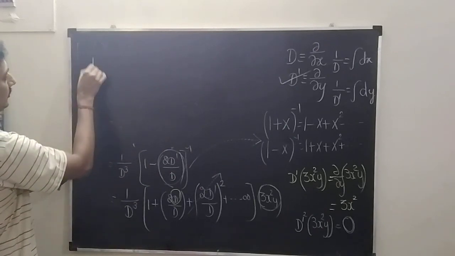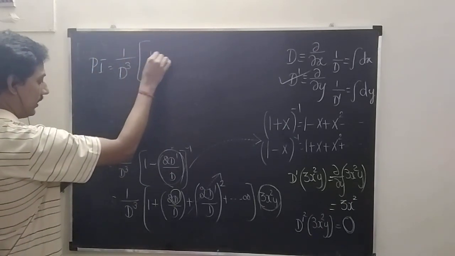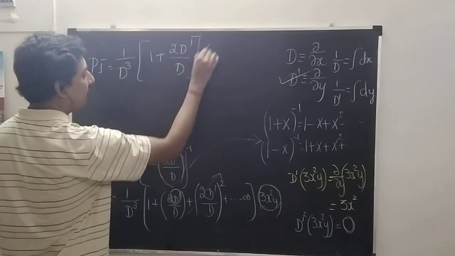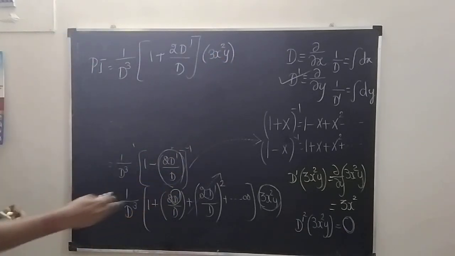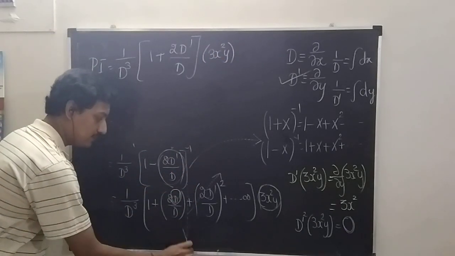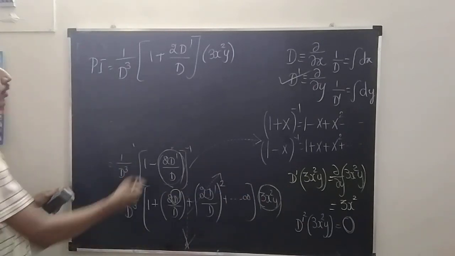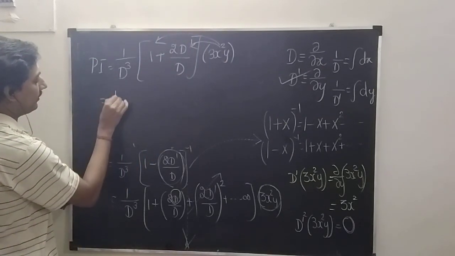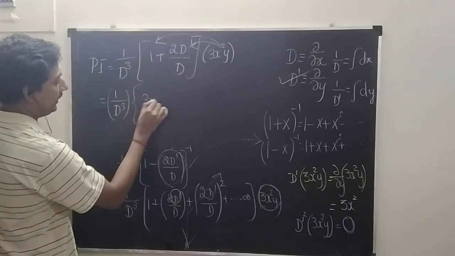So now the particular integral is equal to 1 by D cube of (1 plus 2D dash by D) of 3x squared y. So this is the infinite expansion, but only up to this term are the non-zero terms; all these are 0. So I can stop. Now let us operate this on the term. This is very important. Let us operate on the term, so I am writing 3x squared y.